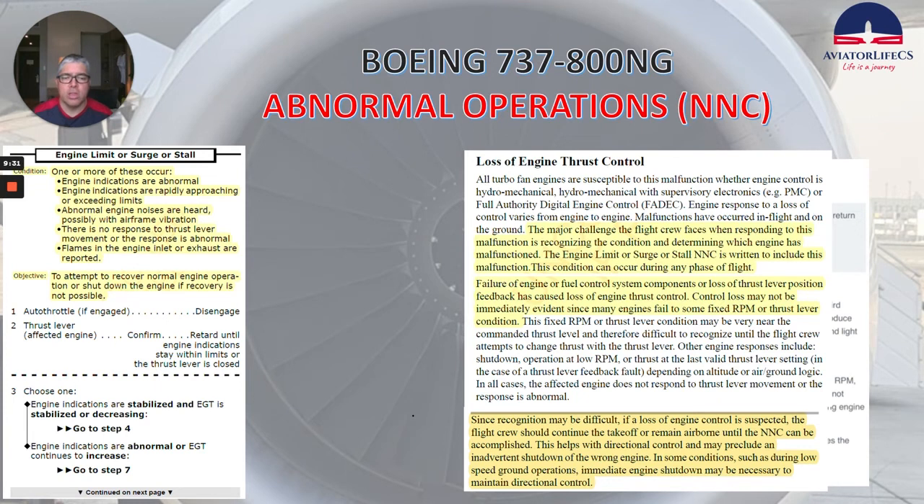flight crew should continue the takeoff or remain airborne until the non-normal checklist can be accomplished. This helps with directional control and may preclude an inadvertent shutdown of the wrong engine. In some conditions, such as during low-speed ground operations, immediate engine shutdown may be necessary to maintain directional control.